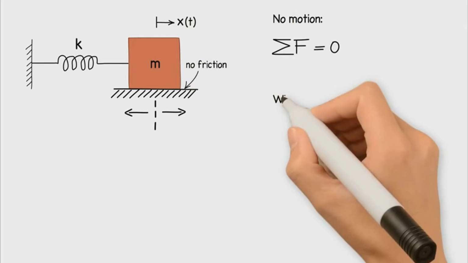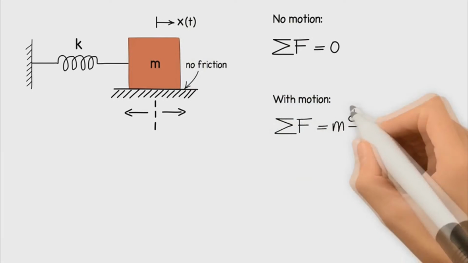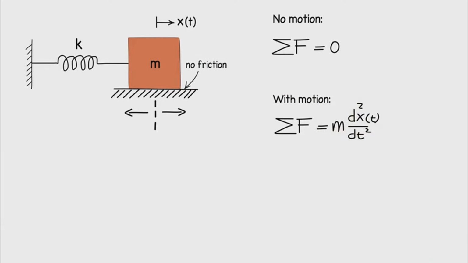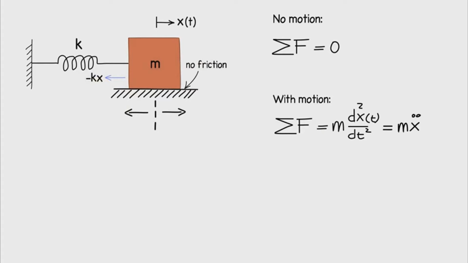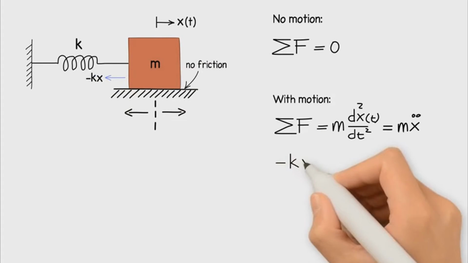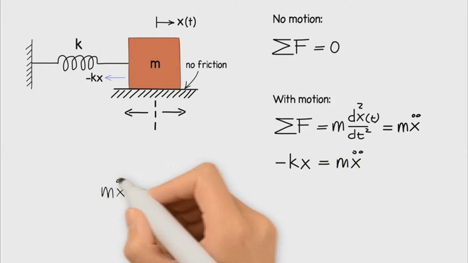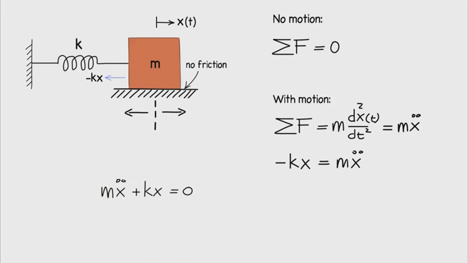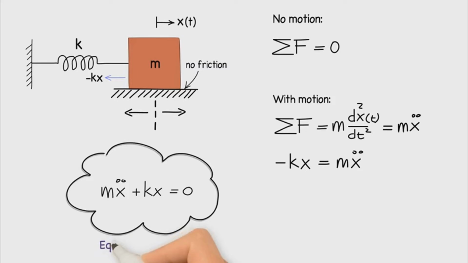And now with the system in motion, the resultant force equals m d2x over dt squared, which is the mass multiplied by the acceleration, and we can denote this as m x double dot. Now we know that there is a reaction force kx by the spring, opposite the direction of the motion of the mass, and therefore minus kx equals m x double dot. If we arrange the equation, we get m x double dot plus kx equals 0, and this equation we call the equation of motion.